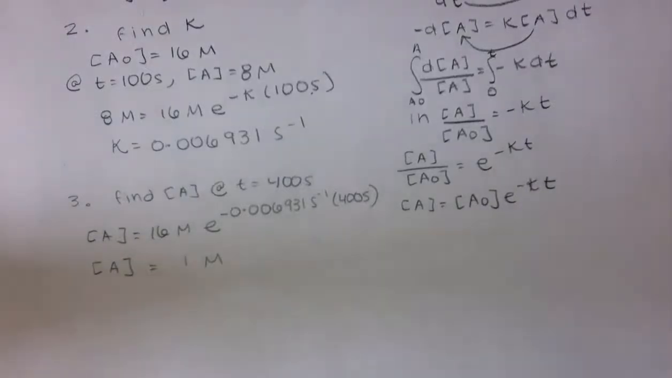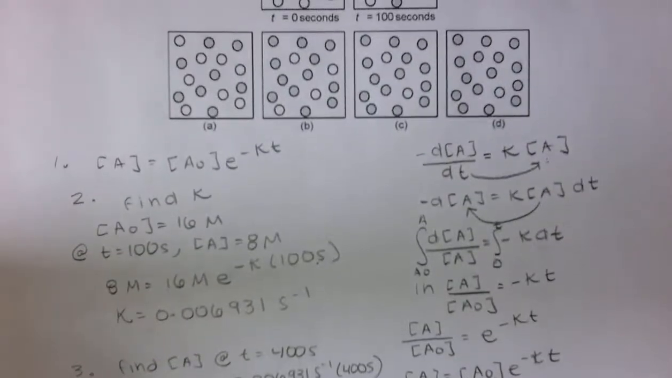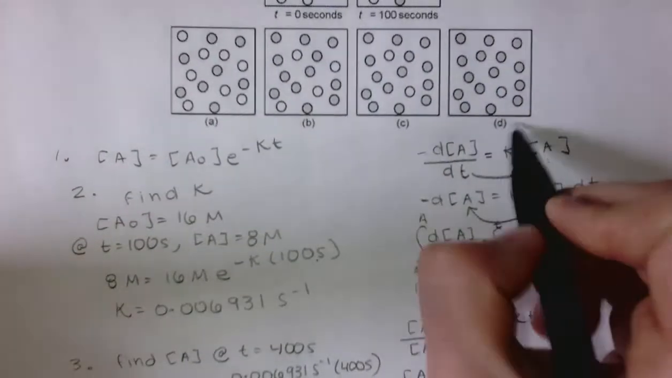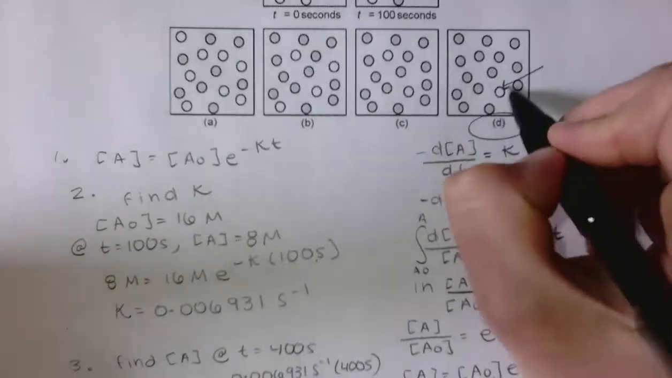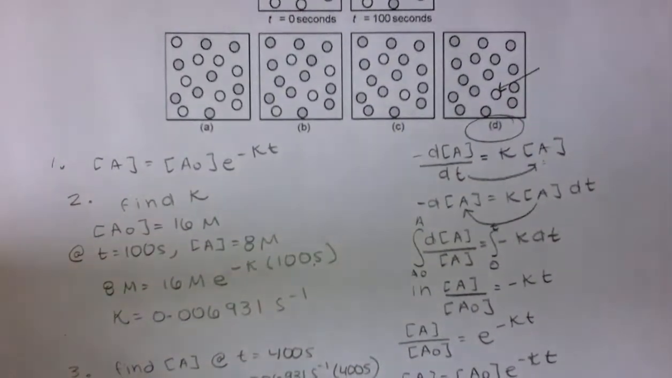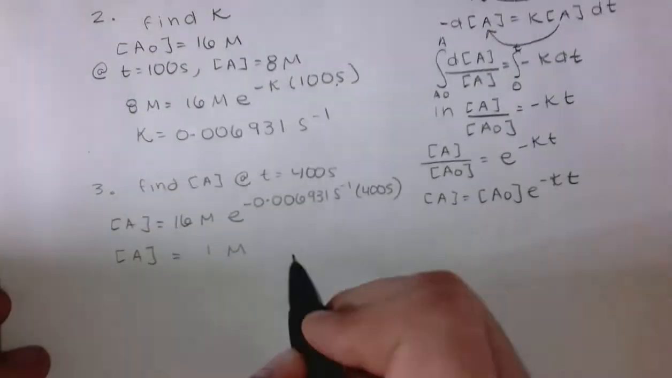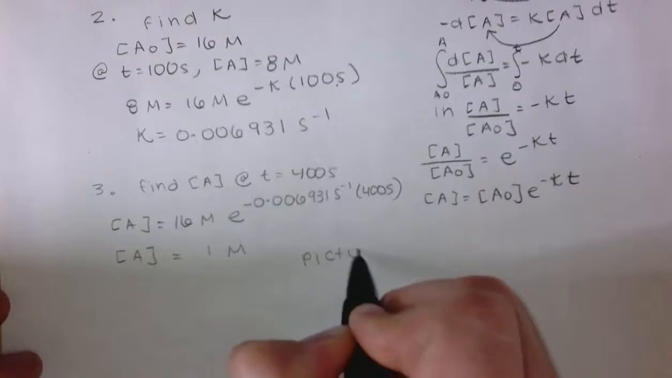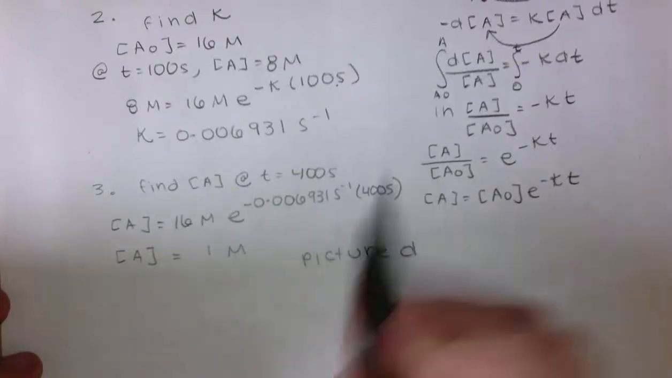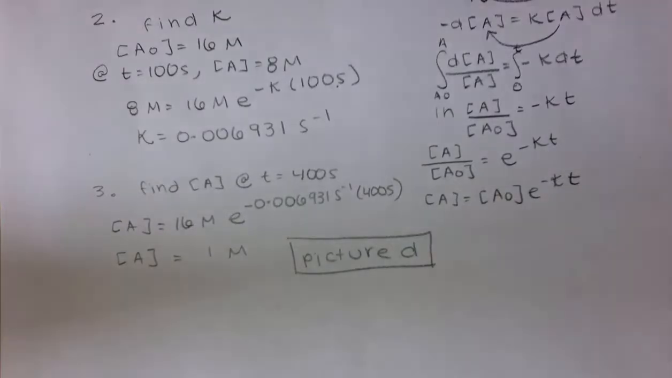So I'm looking for the picture with 1 molecule of A left. So going back to my options A through D, I can see that D only has 1 A left over. That's represented by the unshaded spheres. So my final answer is picture D represents the number of A and B molecules remaining at 400 seconds.